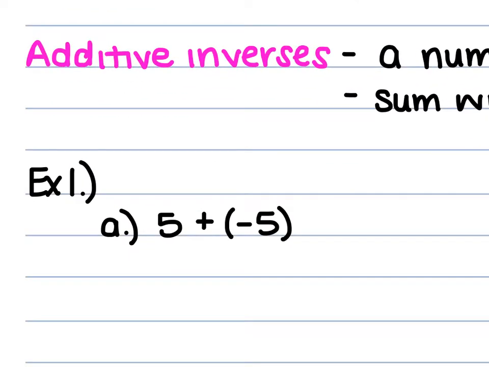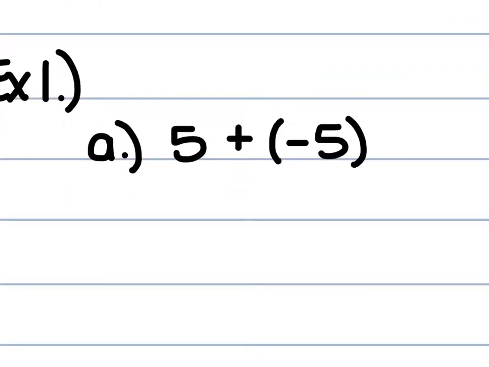Rules for addition and subtracting real numbers. For our first set of examples, we're adding numbers with opposite signs or different signs. We are going to look at example A. We have 5 plus negative 5. Well, 5 plus negative 5, they're opposites, so that's going to give us 0.